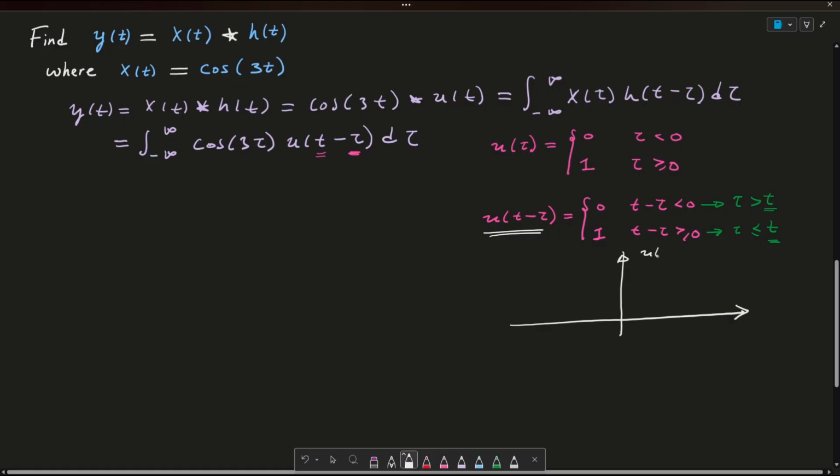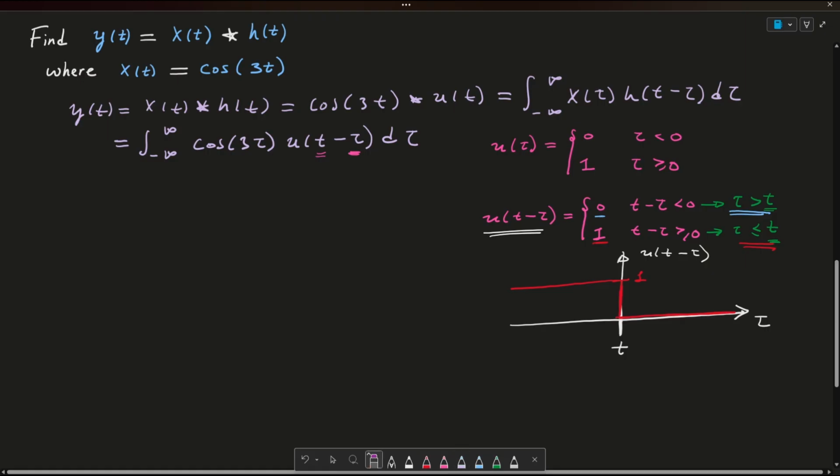So we get u(t minus tau), where my x-axis is tau. And let's say this point here is a point t. So it's 0 for tau greater than t. So it's 0 all the way through here. And then it's 1 for tau less than or equal to t. So it shoots up and we get a 1 for tau less than or equal to t.